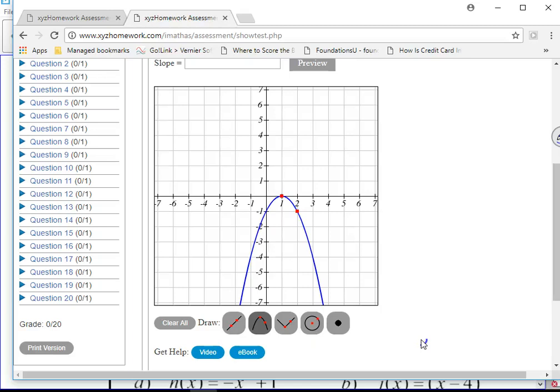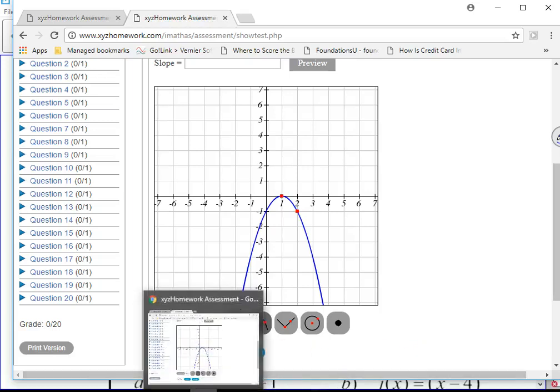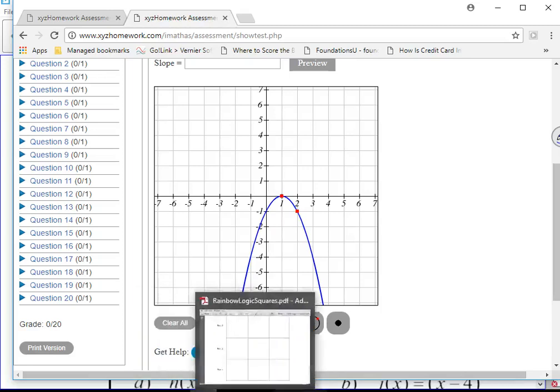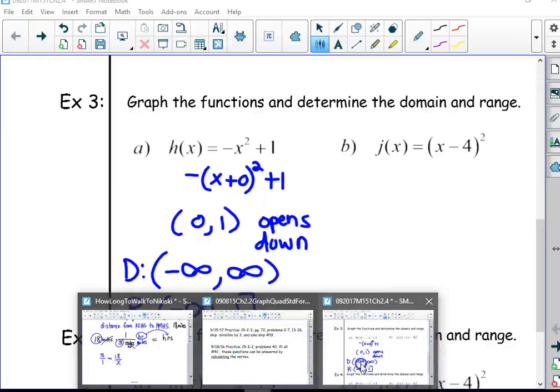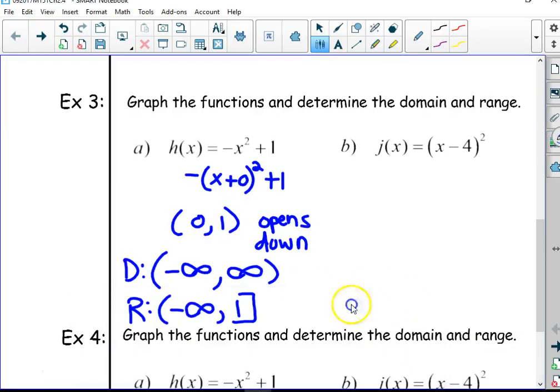So just press submit. And now I'm not doing this particular problem. I'm just showing you how to graph this particular problem. I'm not going to hit submit because it's not the problem it's asking me about. Okay, so back to the notes. I'm just going to sketch it. We've got our graph. 1, 0, opens down, and there's our domain and range.